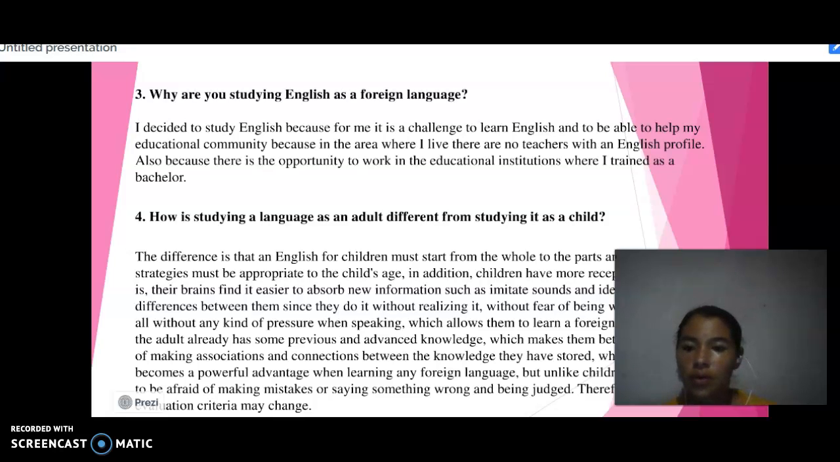4. How is studying a language as an adult different from studying it as a child? The difference is that English for children must start from play and learning strategies appropriate to children. In addition, children have more receptive minds and their brains find it easier to absorb new information, such as imitating sounds and identifying the difference between things. They do it without realizing, without fear of making mistakes.